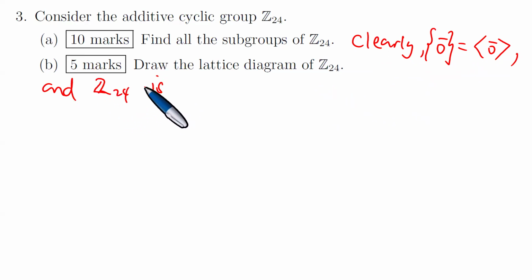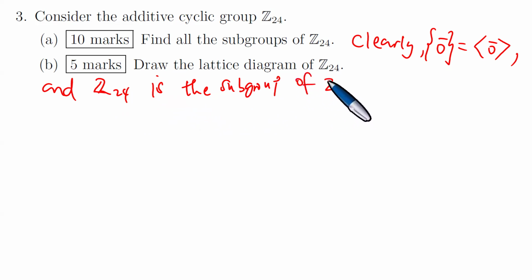Z24 is the what? Okay, this is very important. So Z24 is the subgroup of Z24 of order 24.